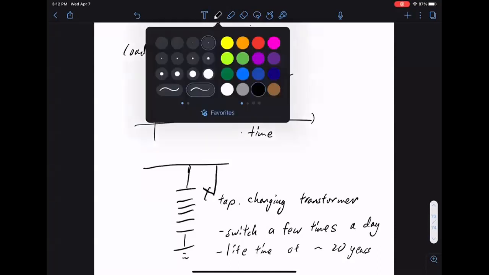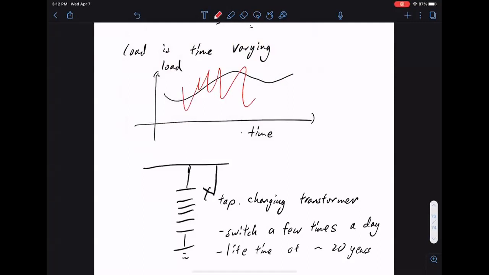So you have lots of solar, let's say. That becomes something like this. I'm just drawing this as, for example, solar, some random, very fast changing solar. Now, if you still want to use a tap changing transformer, then how many times do you have to change the tap? You have to change taps very often. So this requires frequent tap changes.